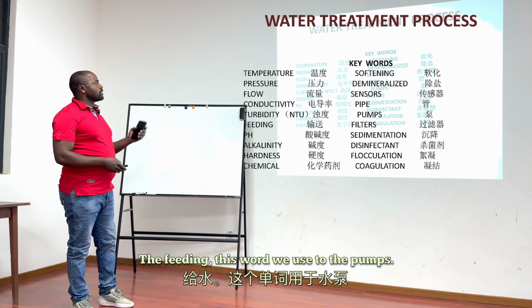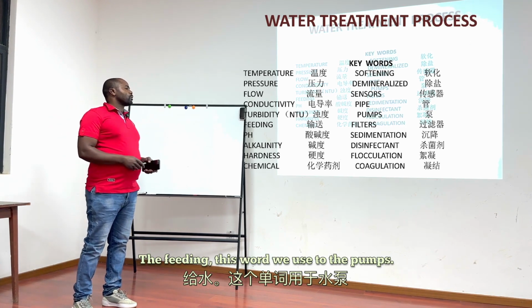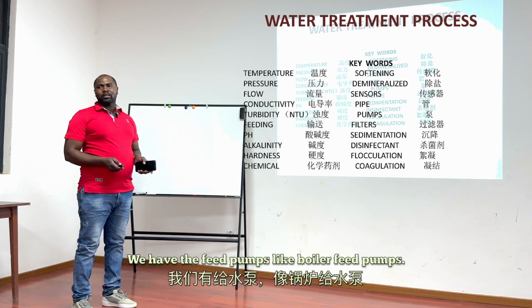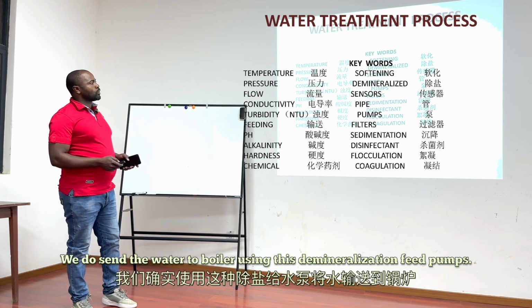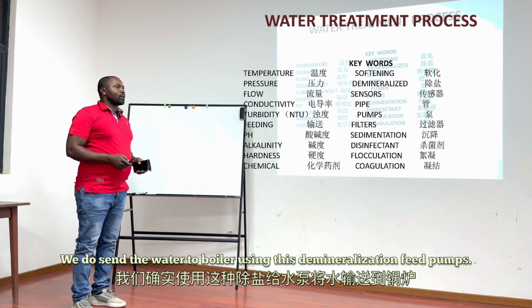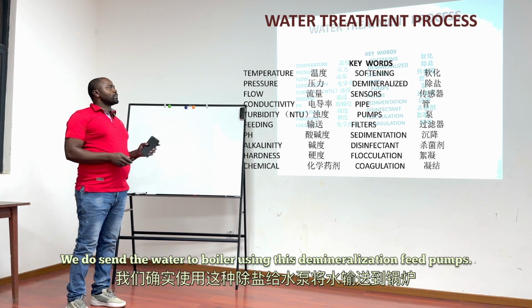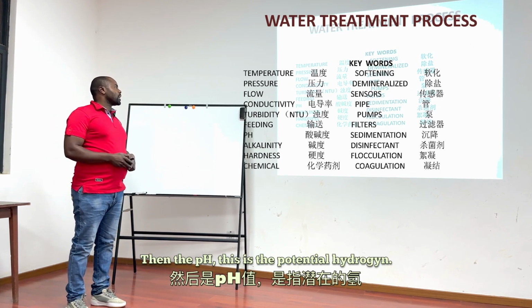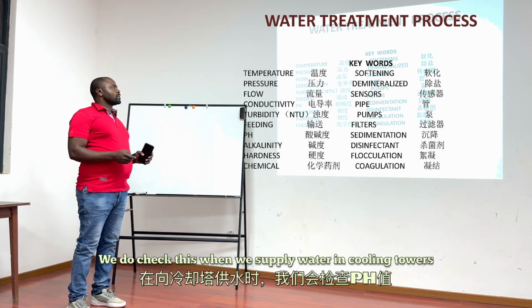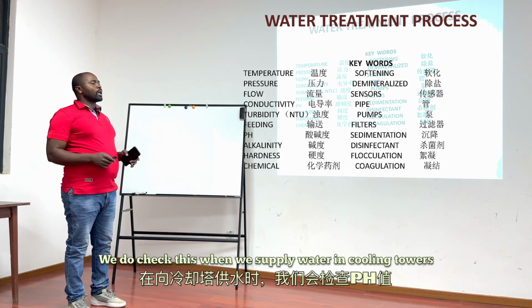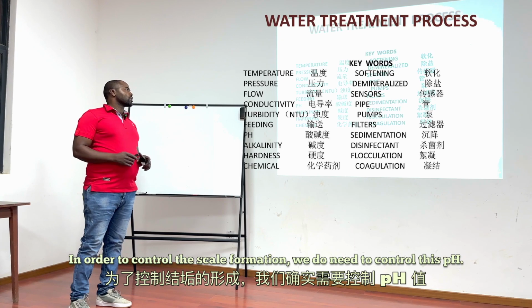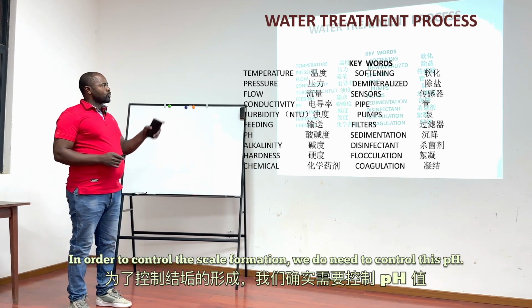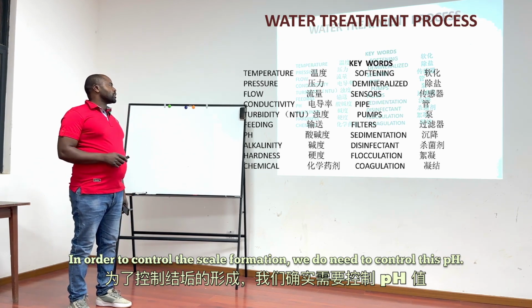The feeding, this word, we use this for the pumps. We have the feed pumps, like boiler feed pumps. We do send the water to the boiler using these demineralization feed pumps. Then the pH, this is the potential hydrogen. We do check this when we supply water in cooling towers. In order to control the scale formation, we do need to control this pH.